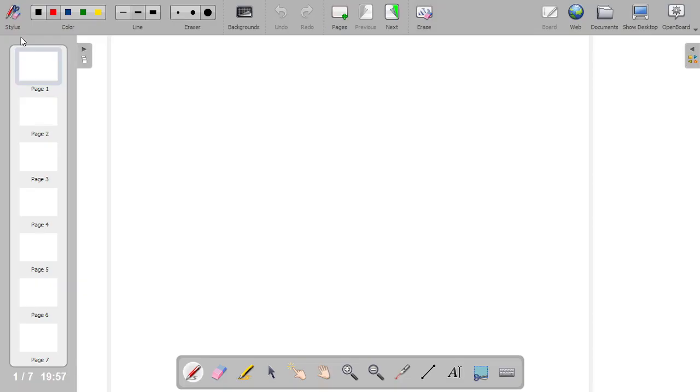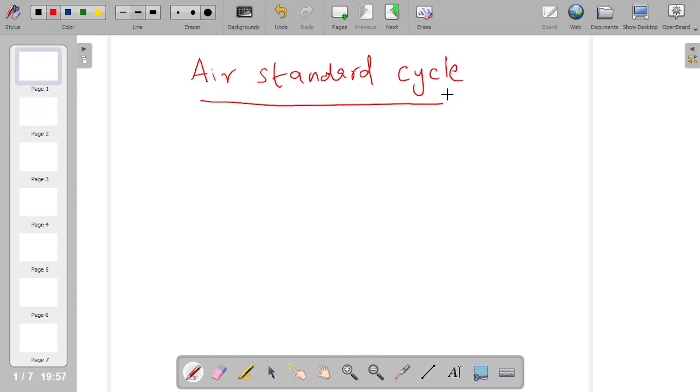Welcome back, dear students. In this module we are going to introduce a new concept, that is the air standard cycle. Already you have studied the working of the petrol engine, diesel engine, etc. So what is the importance of this air standard cycle?